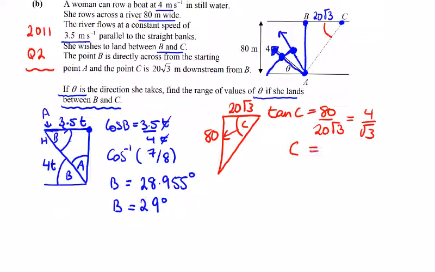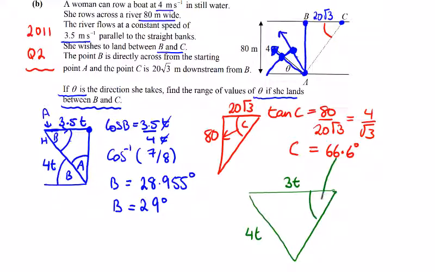So angle C is equal to 66.5859, or 66.6 degrees if we round it off. Right, what's that enabling me to do? Well, let's see what this third diagram should help. We have the flow of the river, we have the speed of the woman, so we can create this triangle here with a 4t, a 3.5t, and now I have this angle C in here. It's not going to change. So that's my 66.6. If I can get my angle up above, that will enable me to get this angle down below, which will be the second part of my range of values for theta.